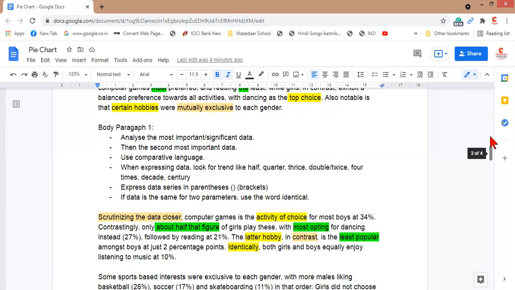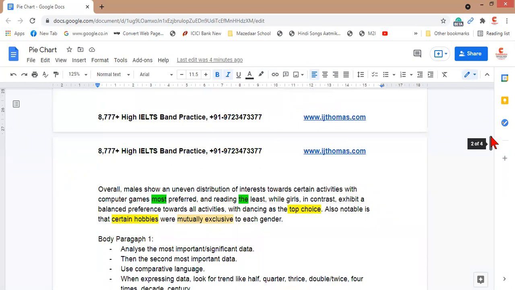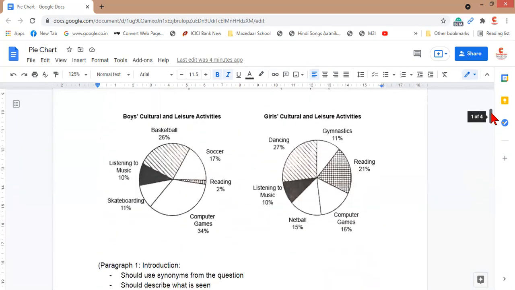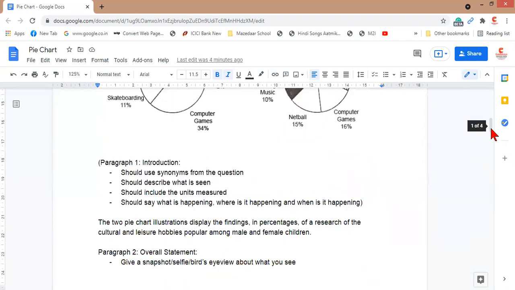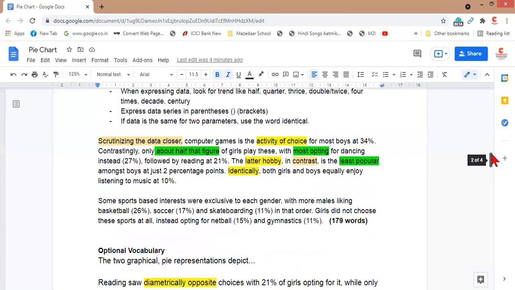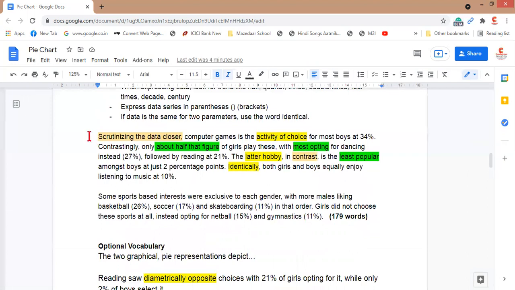But students of mine who have already seen this would know this question, but I'm just showing it again. You can take a screenshot for your use and go ahead and see how I have interpreted and reported this data. So here I would begin by scrutinizing the data closer. Remember, in your report, you're also looking for big words, less common vocabulary, so that your lexical resources, LR, increases. So you'll put scrutinizing the data closer.